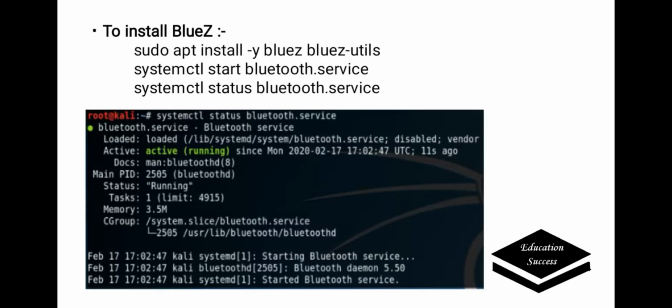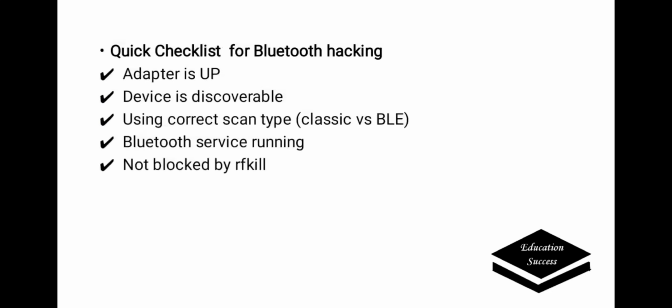After that, we can see if the service is on or not. So we have to start the Bluetooth service. The next command is systemctl start bluetooth.service. After starting the Bluetooth service, we will check the status of the Bluetooth service, whether it is on or not, with the systemctl status bluetooth.service command. First, we will run these three commands.